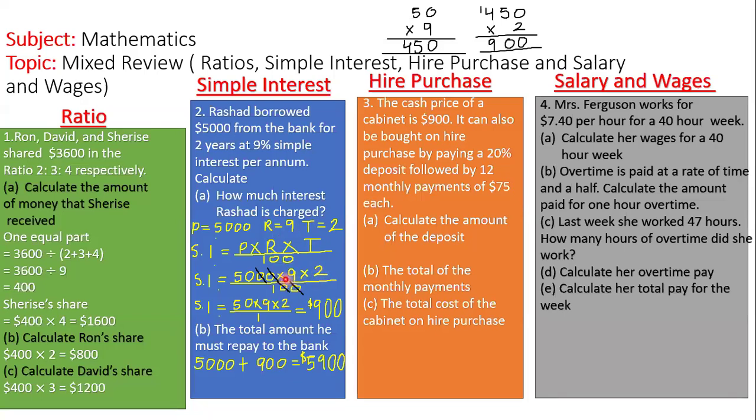Yes, sir. What are we going to do with the zeros? Cancel them. Very good. So we're left with the simple interest equal to 50 times 9 times 2 over 1. That makes sense? Yes, sir. Good. So what is 50 times 9? That's going to be 450. And then 450 times 2 is what? 900. Okay, that makes sense to you? Yes, sir. Good.